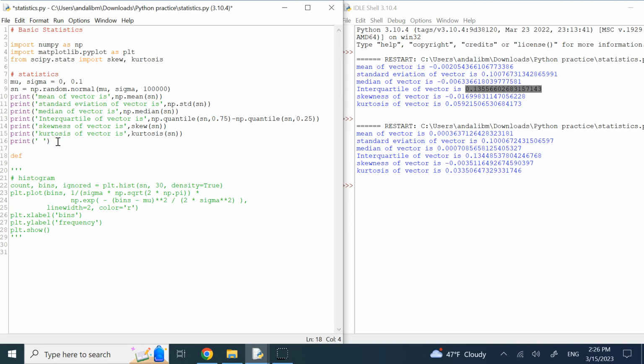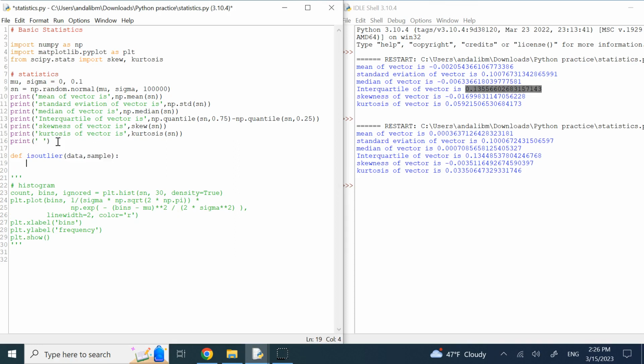So say def, and then is_outlier, right? And then you pass to it some data, and you pass to it a sample, right? And then this is going to do what? It is going to get the interquartile range of the data, right? Let's go ahead and do that. So this, I call it IQR, right? The interquartile range of the data.